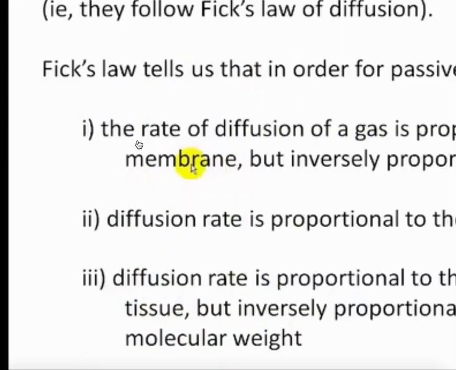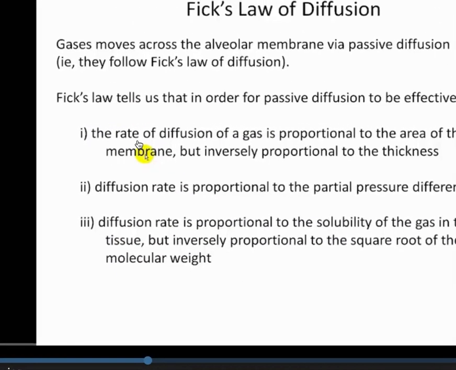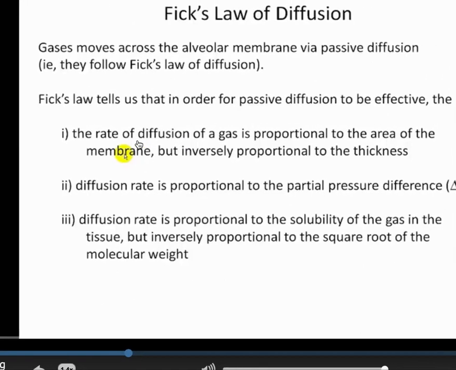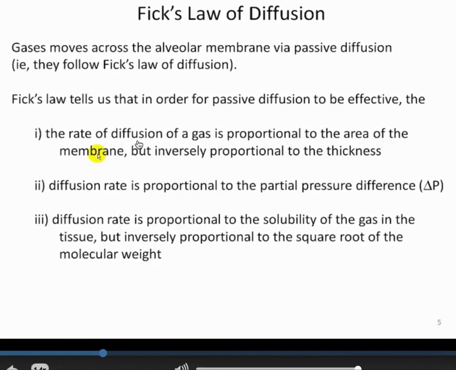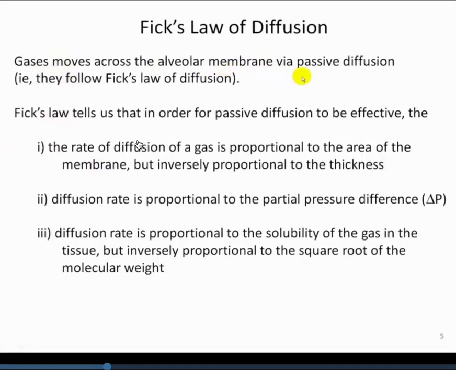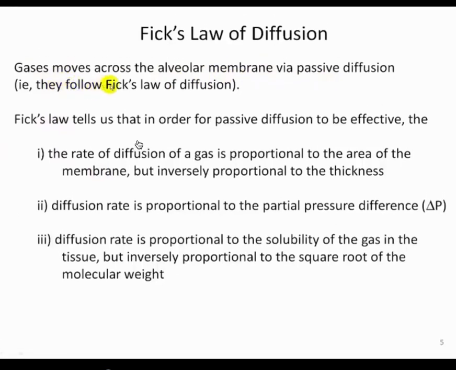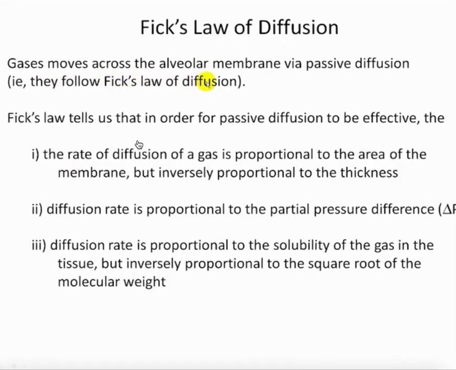And so, as I indicated a second ago, what is important is to understand that the mechanism by which oxygen moves across this membrane is passive diffusion. It's not an active transport system. And therefore, it's moving across the membrane via passive diffusion. Essentially, what this means is it's following Fick's law of diffusion, the principles of Fick's law.